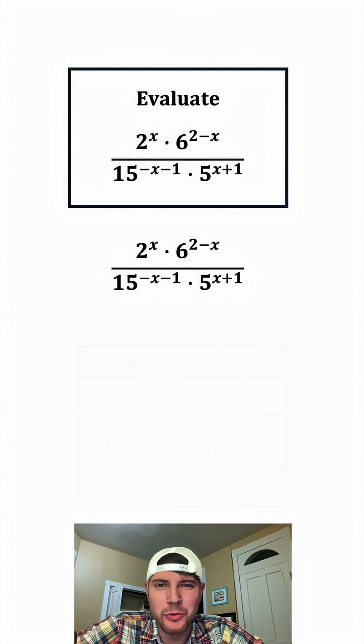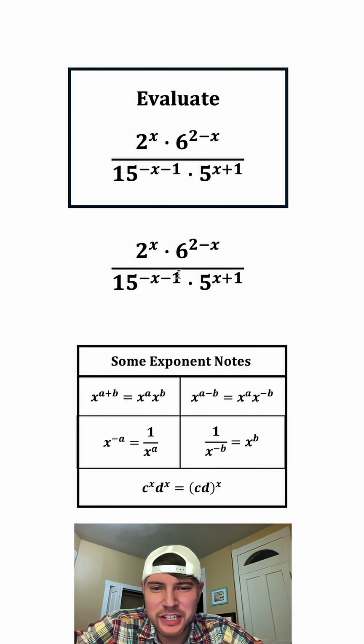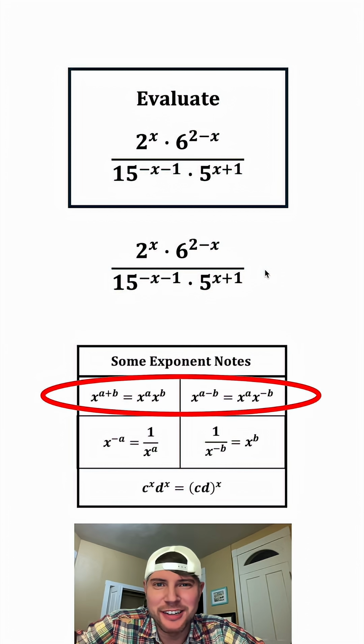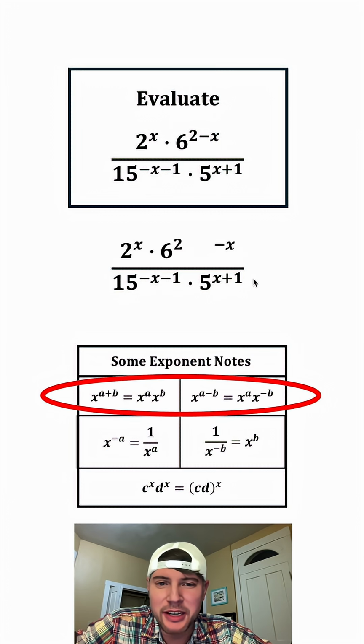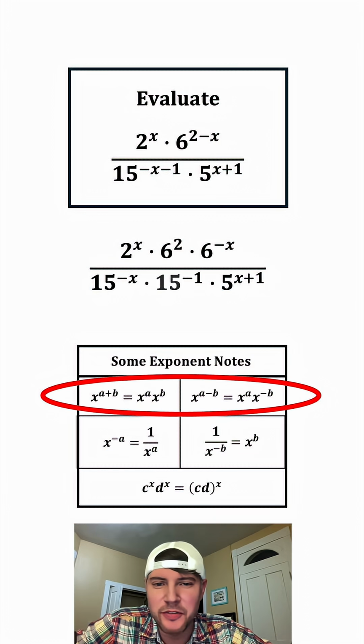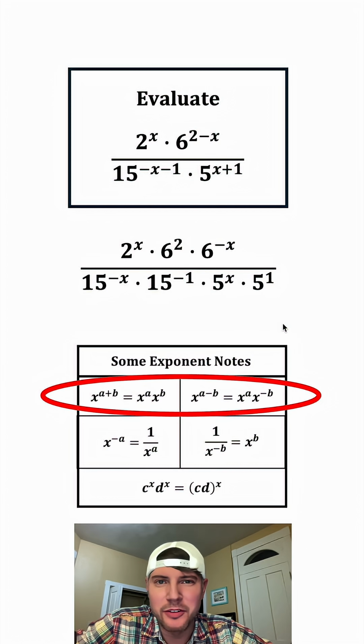First, let's deal with all of these exponents that have pluses and minuses. Here's the notes for those right here. If you ever have x to the a minus b, you can rewrite it as x to the a times x to the negative b. So here the 6 to the 2 minus x, we can rewrite that as 6 to the 2 times 6 to the negative x. And for the 15 to the negative x minus 1, we can rewrite that as 15 to the negative x times 15 to the negative 1. And for the 5 to the power of x plus 1, we can rewrite that as 5 to the x times 5 to the 1.